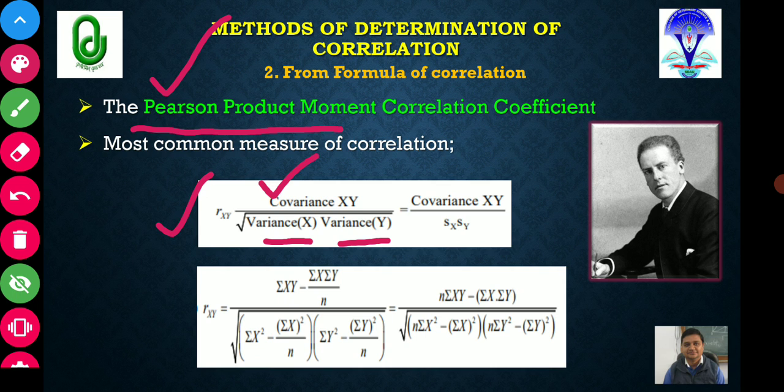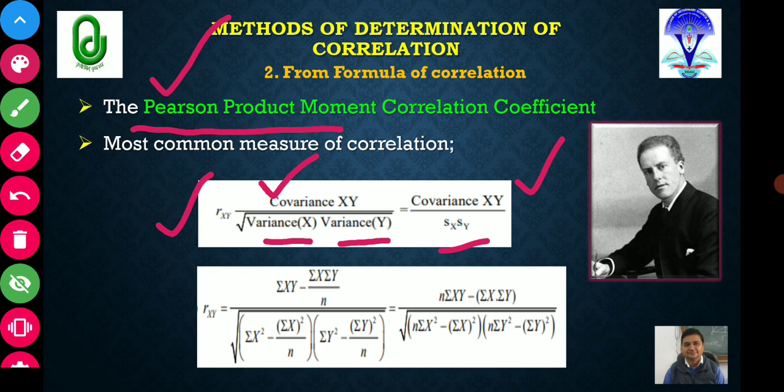Rxy is equal to covariance xy divided by under root variance x into variance y. That means the geometric mean of variance x and variance y. And I have told you this R represents the sample correlation of a sample which has been taken from the population. This can also be represented, under root variance is also called standard deviation, so covariance xy divided by standard deviation of x into standard deviation of y.